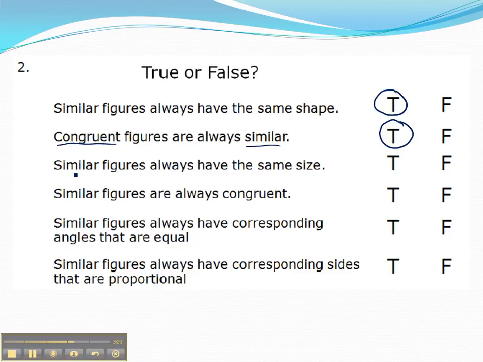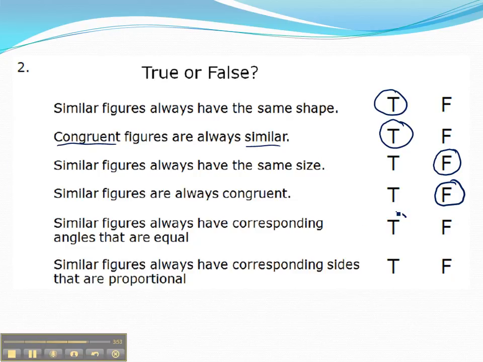The next statement says, similar figures always have the same size. No, they don't. You can look at the triangles in number one and see that that's not always true. Similar figures always have the same shape, but not necessarily the same size. The next statement says, similar figures are always congruent. That's the same statement as the one we just talked about, just stated a different way. Same size is the same as congruent. So that's false.